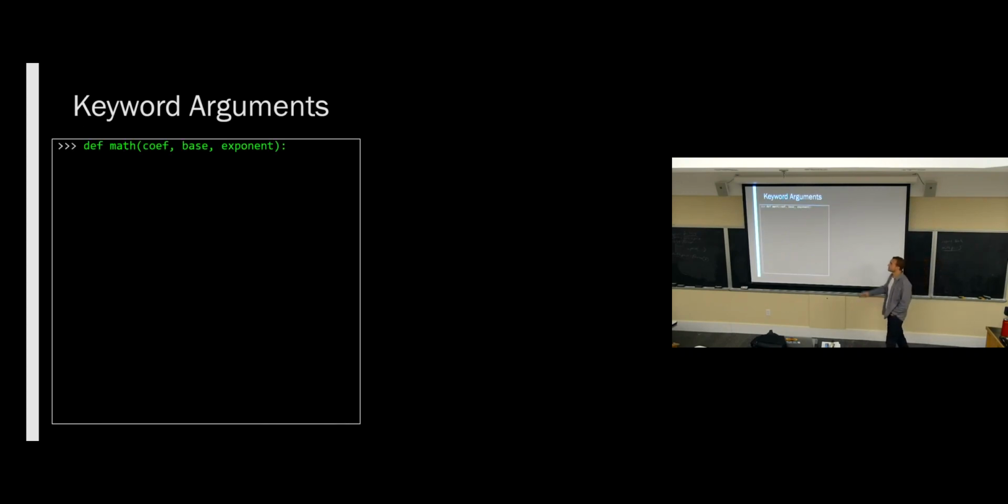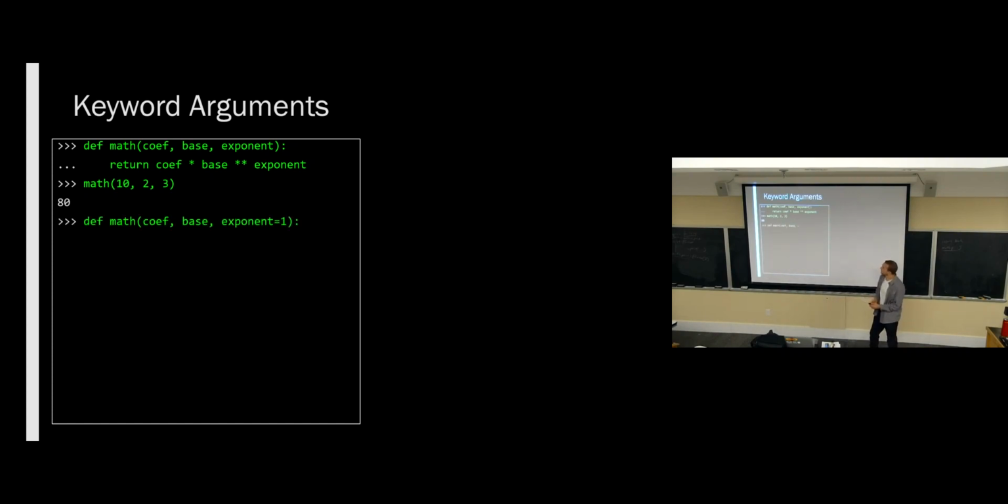So, keyword arguments. Let's say we have a function here. It takes in 3 things and then it multiplies them, whatever. And we call that function, we get what we expect to be 80, because 10 times 2 to the power of 3 is 80. When we called this function, though, we didn't specify what these things were, so it's kind of hard to tell what these 3 values actually represent, if we didn't have the function definition right here. So that's a problem. And we'll fix that problem here.